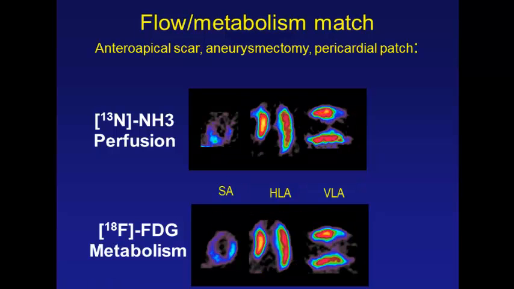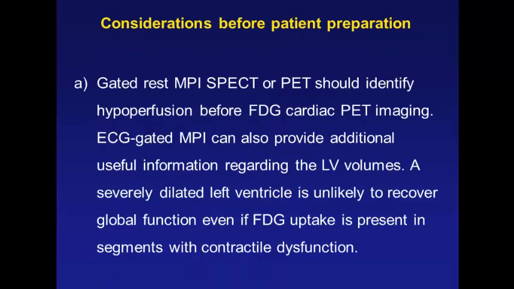Now, this is a negative control patient who had an anteroapical scar, an aneurysmectomy, and a pericardial patch. So, by definition, certainly no viable tissue in the apex, and you clearly see that this apex doesn't have perfusion, and it doesn't have any sign of viable myocytes because there aren't any, because there is a patch. So this is a negative control.